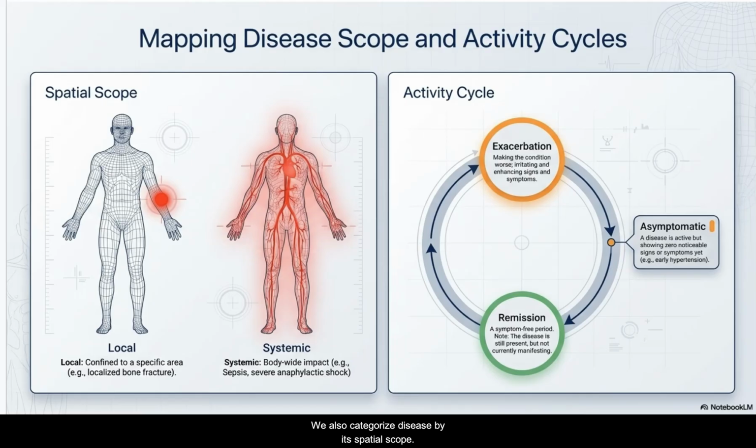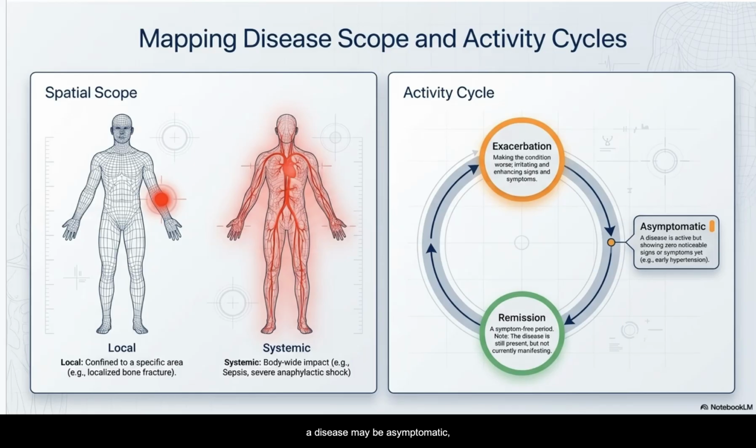We also categorize disease by its spatial scope and activity cycle. For example, a local condition is confined to one area, like a fracture, while a systemic condition has a body-wide impact, such as sepsis. So it's basically systemic. It just spreads everywhere, as you can see in the picture.